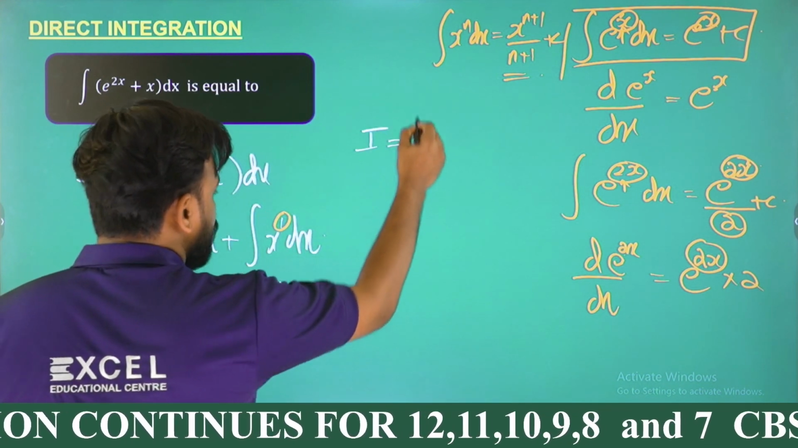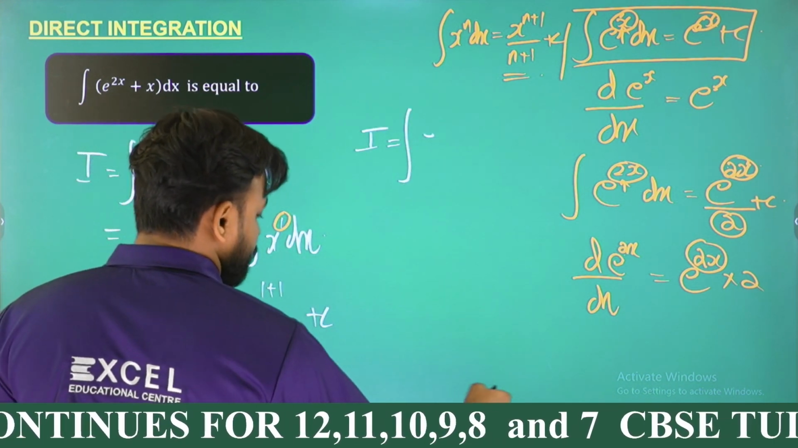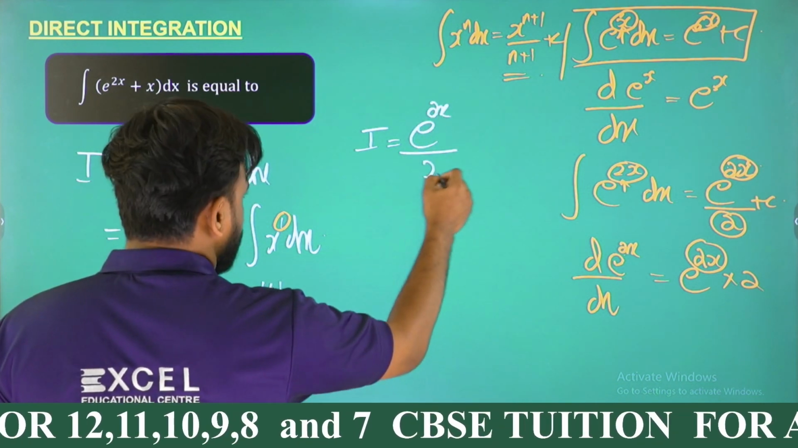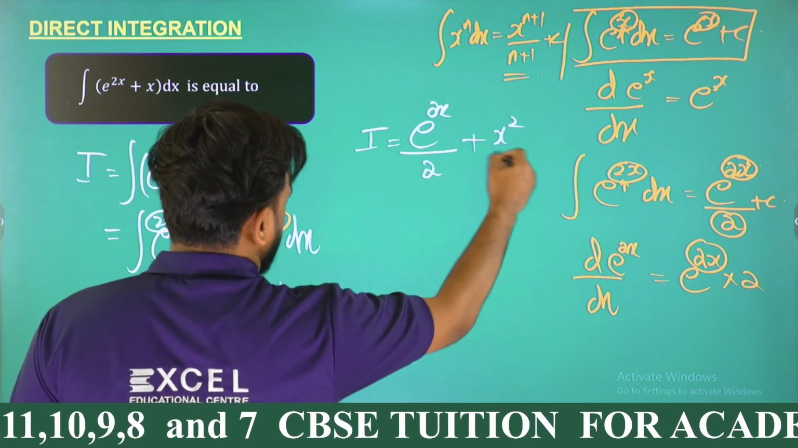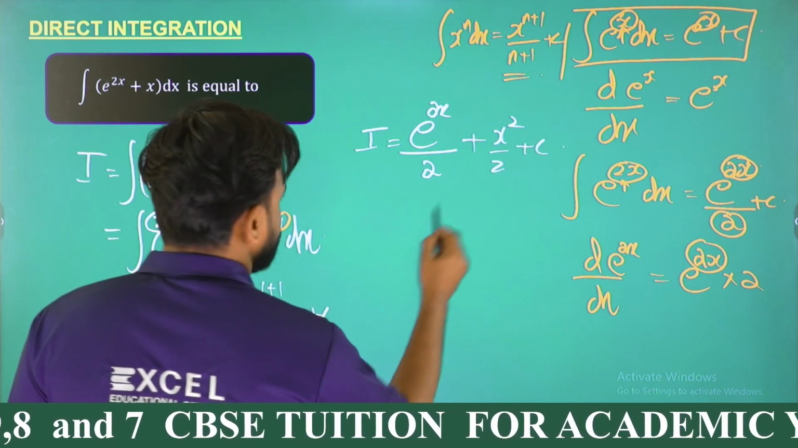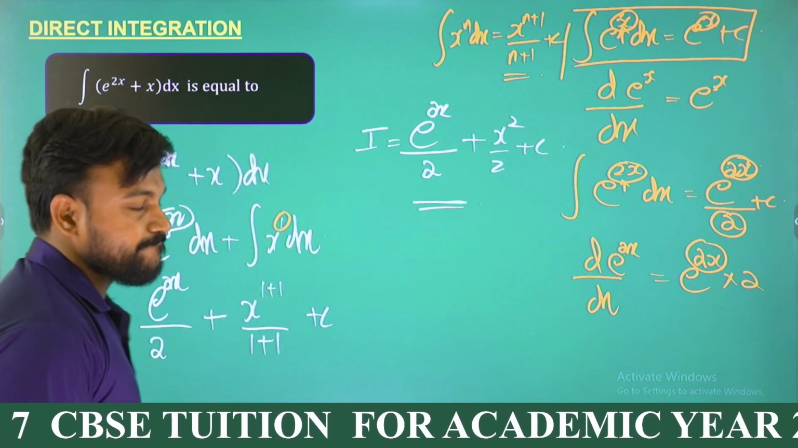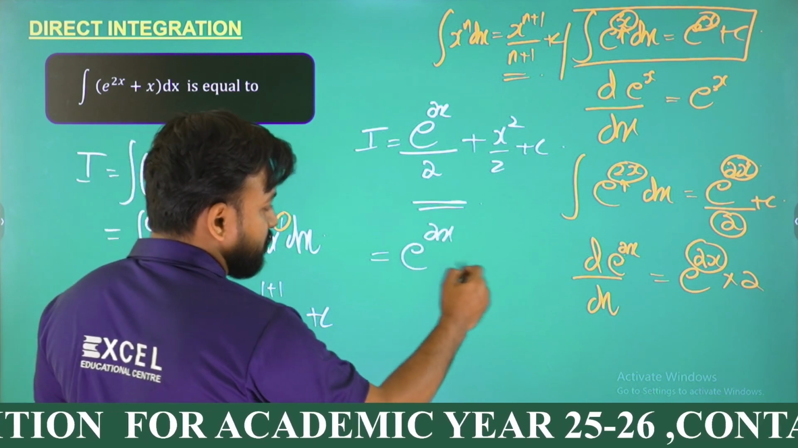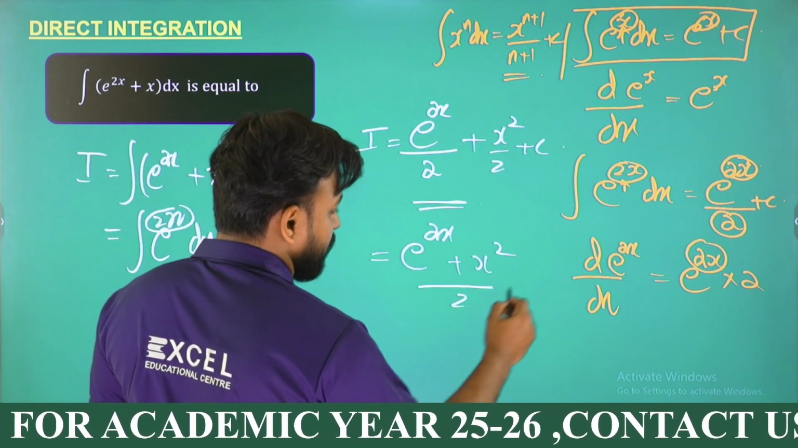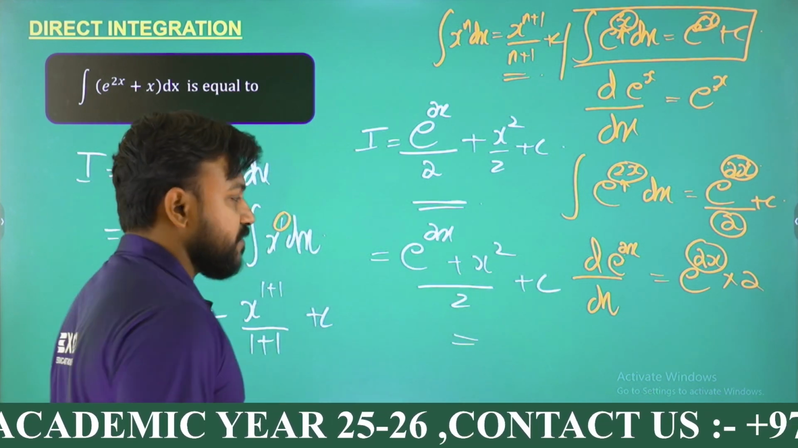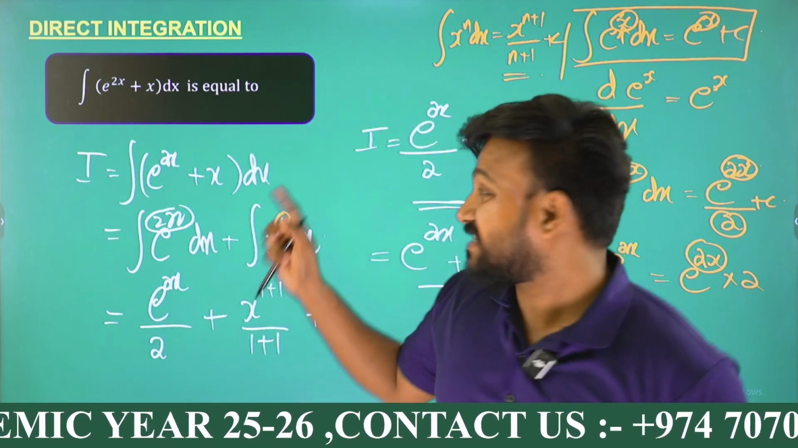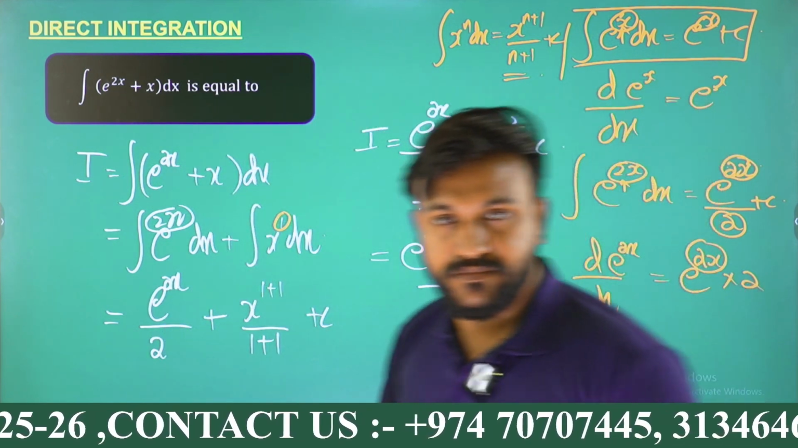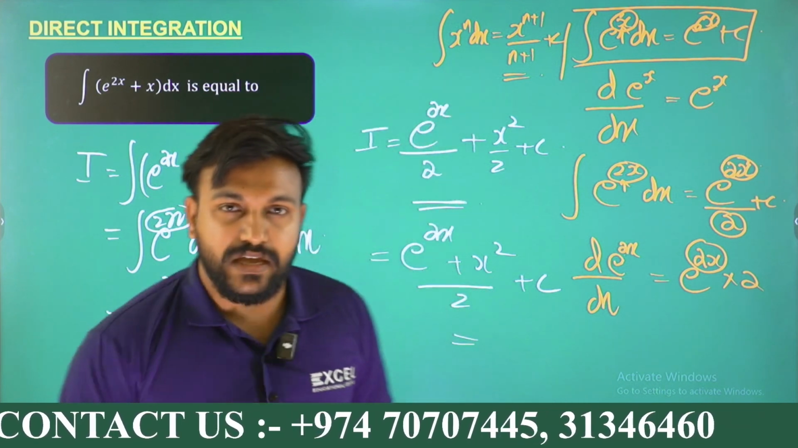I is equal to integral, is equal to e raised to 2x divided by 2 plus x square by 2 plus c. Okay, this is your answer. If you want, you can write it like e raised to 2x plus x square, divided by 2, plus c. If it's an MCQ question, you will get the option. As per the option, you can write like this way or that way. Understood? So we can go to the next question.